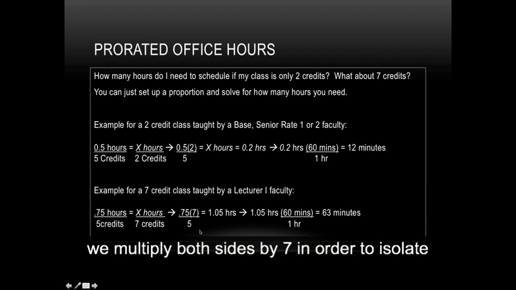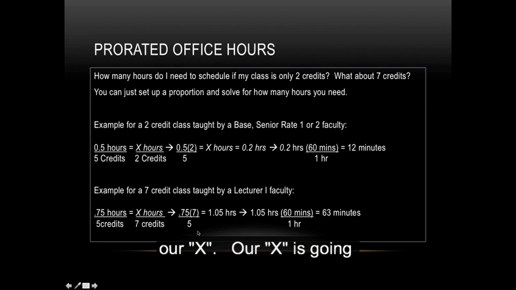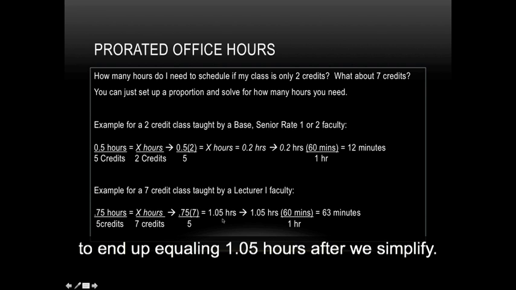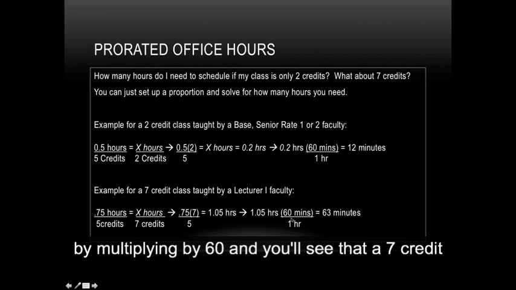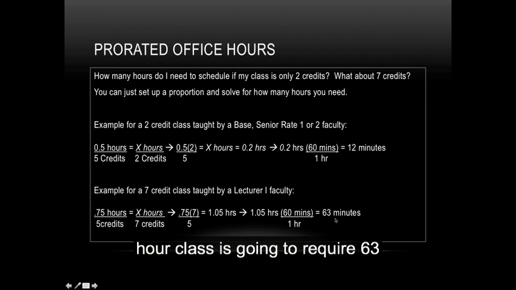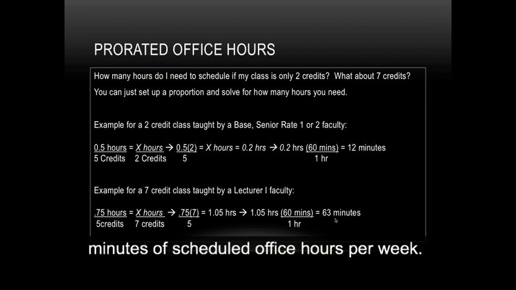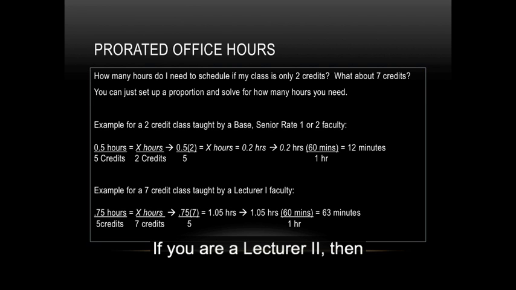Again, we multiply both sides by 7 in order to isolate our X. Our X is going to end up equaling 1.05 hours after we simplify. Go ahead and once again convert this into minutes by multiplying by 60. And you'll see that a 7-credit hour class is going to require 63 minutes of scheduled office hours per week.